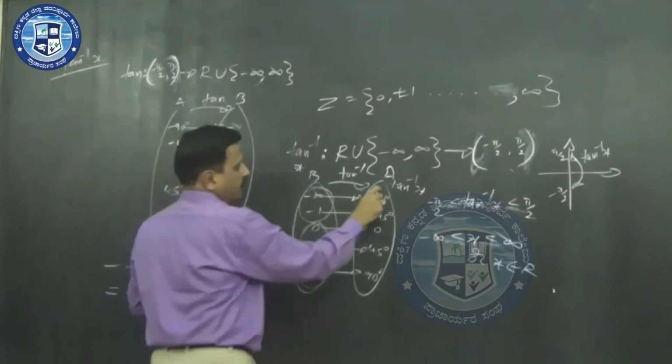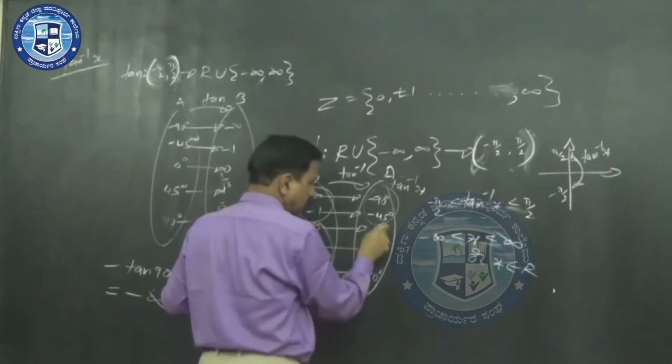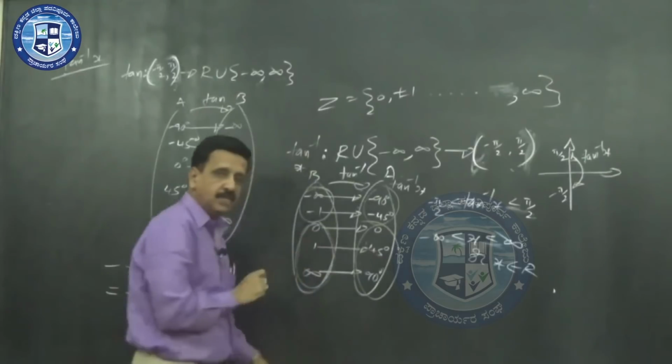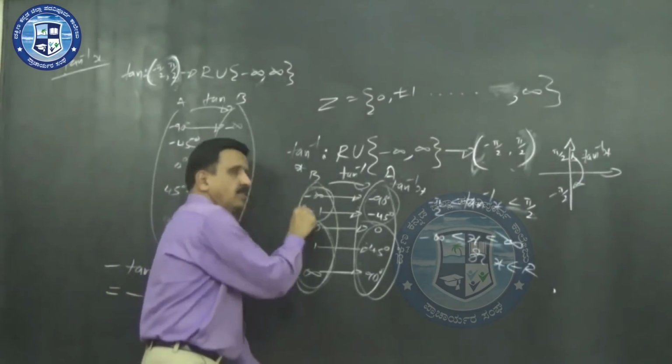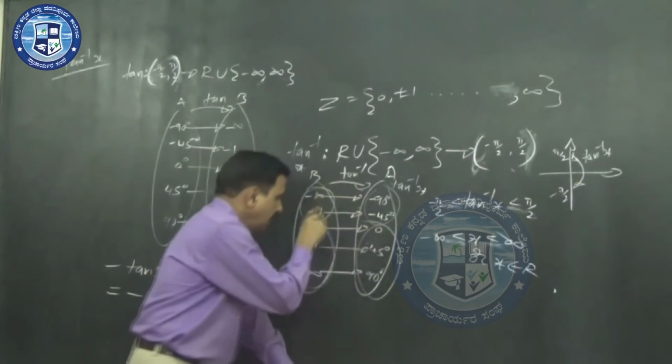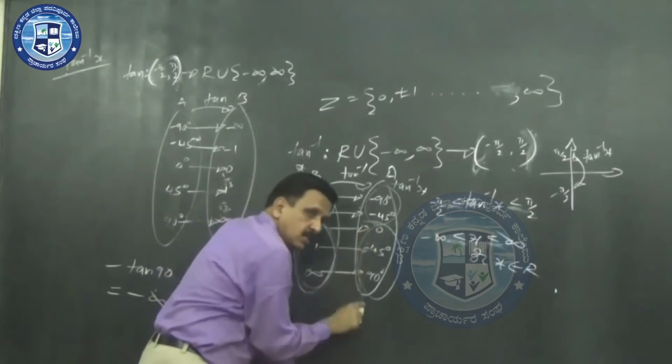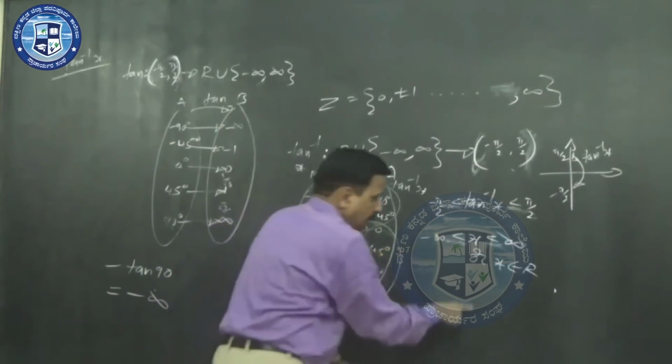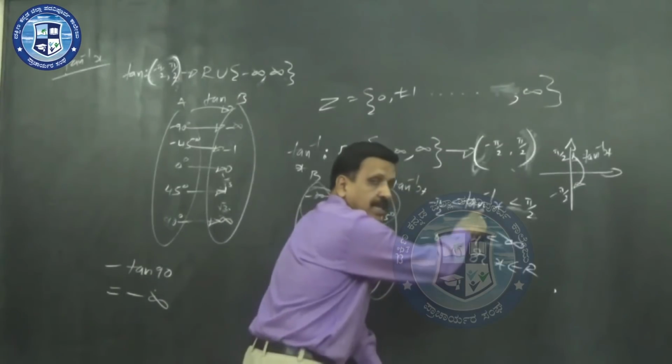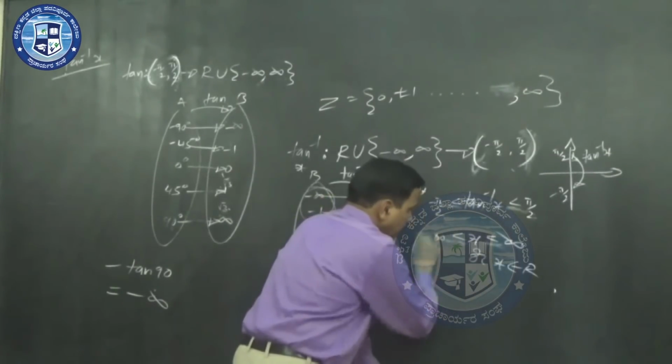When x is negative, answer is in fourth quadrant. X is non-negative, answer is in first quadrant. X is negative, tan inverse x is in fourth quadrant. X is non-negative, tan inverse non-negative is in first quadrant. Write that very clearly. Tan inverse x lies between minus pi by 2 and plus pi by 2.